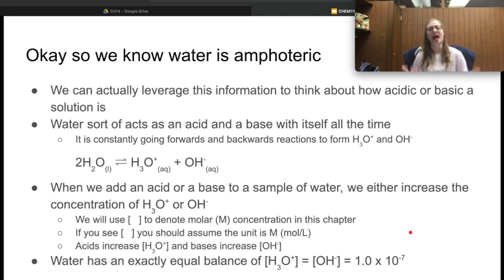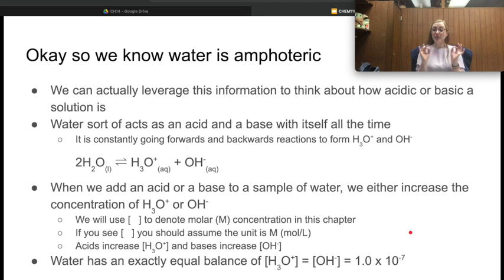So when we add an acid or a base to a sample of water, we either increase the concentration of H3O+, those protons, or we increase the amount of OH- with bases. So acids increase H3O+, bases increase OH-. Well, if we can measure that amount of H3O+ in solution, and if it's more than what we expect for water, well then boom, we have an acid. Or if we have something that has more OH- than we would expect in water, boom, we have a base, for example.